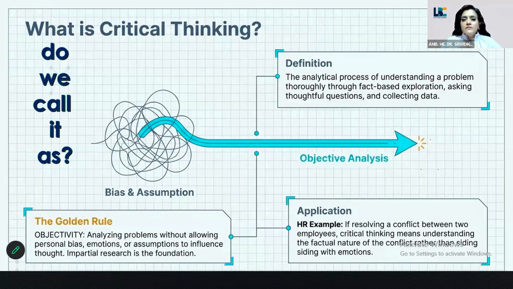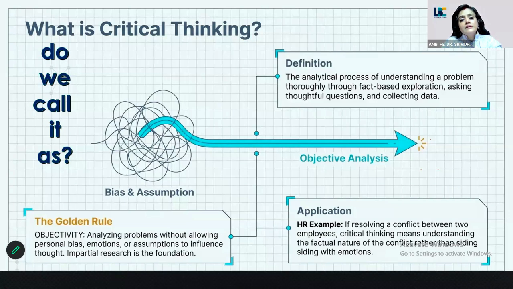Now, this kind of thinking in different possibilities and perspectives, we call it critical thinking. So we are doing it in a fun way, but it is actually enabling the critical thinking process. So what is the golden rule behind it? That is analyzing a problem without allowing personal bias, emotions or assumptions to influence thought. That is, impartial research is the foundation.